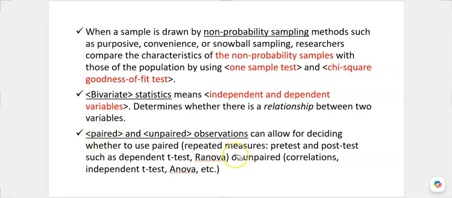It's like when you launch a medication, and you see in the beginning, without medication, how people's depression level is, and then after taking the medication, how the depression changes. So these are repeated measures. At that time you can use the paired test.